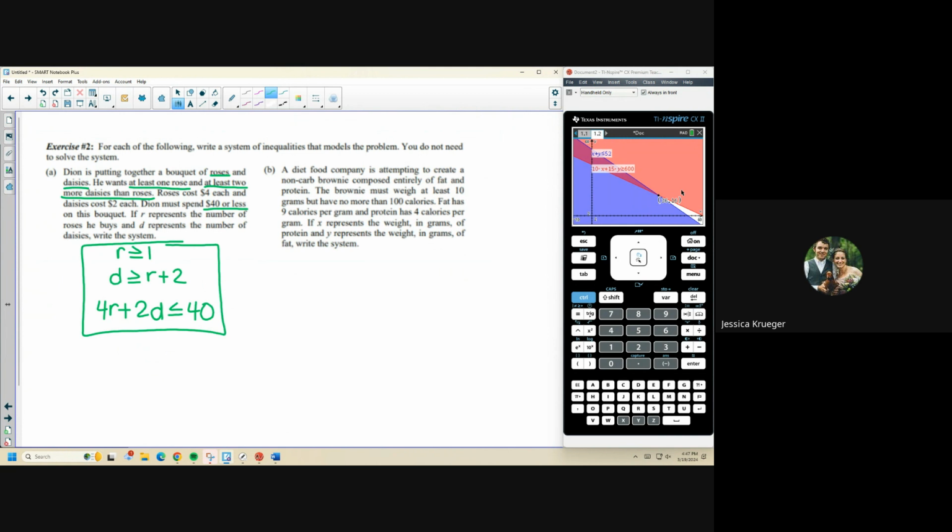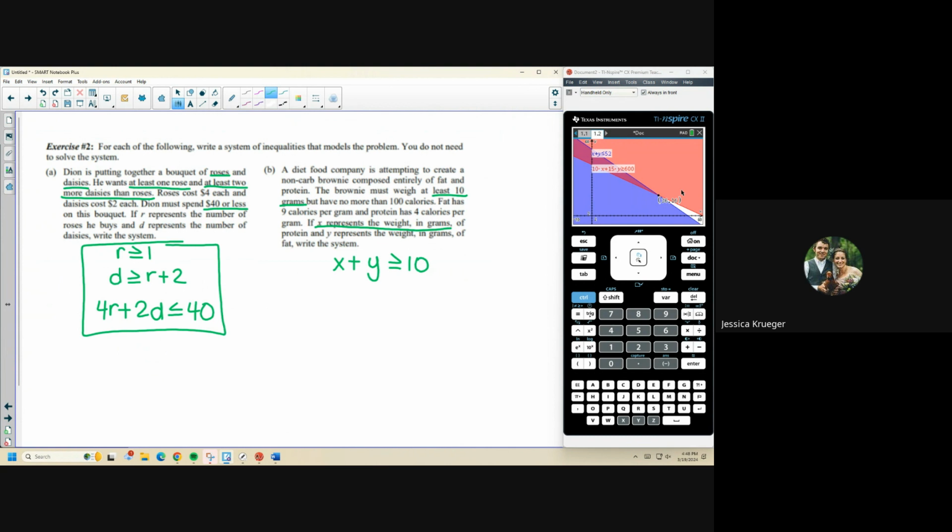Part B, a diet food company is attempting to create a non-carb brownie composed entirely of fat and protein. The brownie must weigh at least 10 grams, but have no more than 100 calories. Fat has 9 calories per gram and protein has 4 calories per gram. If X represents the weight in grams of protein and Y is the weight in grams of fat, write the system. So the brownie must weigh at least 10 grams. So X is the weight of the protein, Y is the weight of the fat, and that needs to be at least, so greater than or equal to 10 grams.